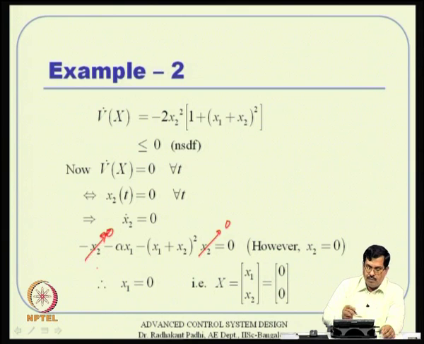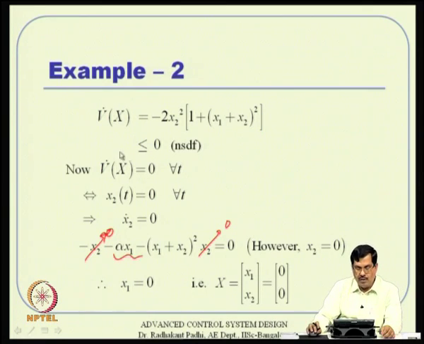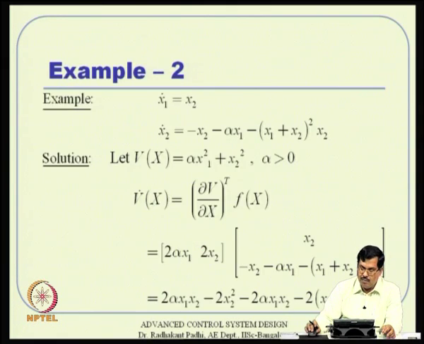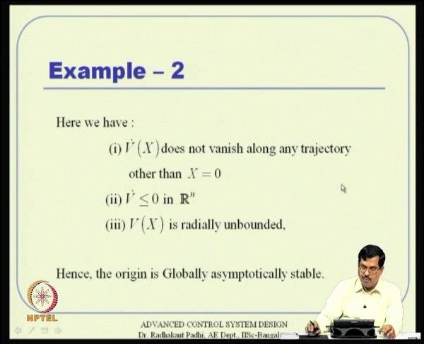Okay. So, what is left out? Left out is only that. So, that means x1 is also 0. So, that means x equal to 0. Okay. We are able to show that V dot of x is 0 only on the equilibrium point, nowhere else. Okay. So, that is how we are able to conclude using that theorem that this equilibrium point is still an asymptotically stable equilibrium point.